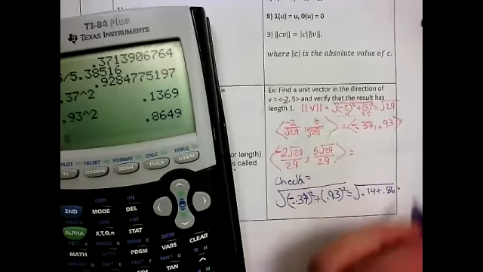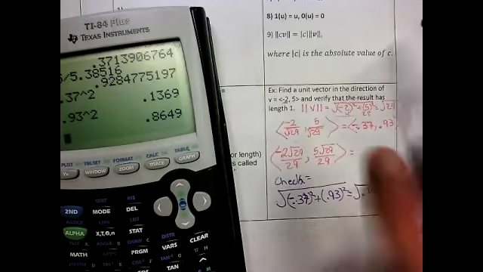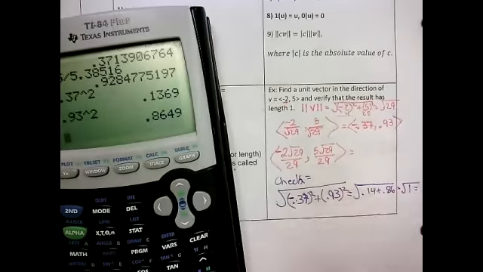And the square root of 0.14 plus 0.86 is about the square root of 1, which is approximately 1. Okay, so we just verified that the length is 1.